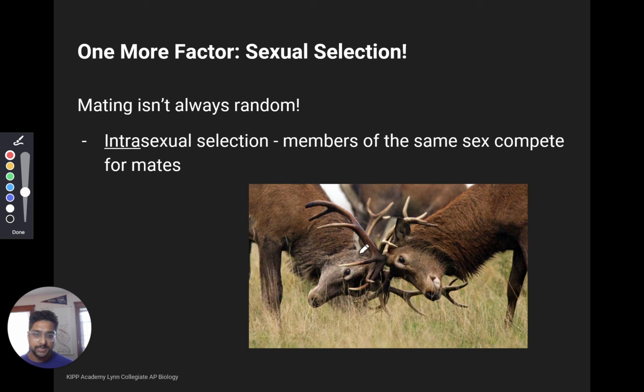Sometimes you'll see these fights get so wild that the other one will die, and there's pictures of one of these elk with a total other elk head, like a decaying elk carcass, on their body, which is kind of gross, but it does happen.